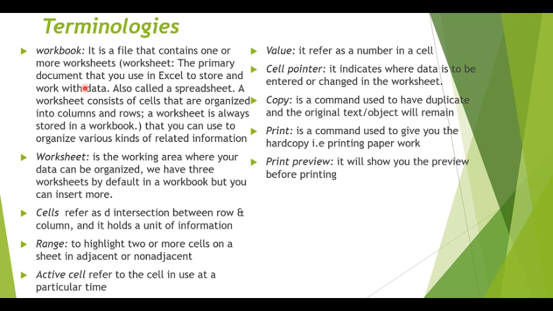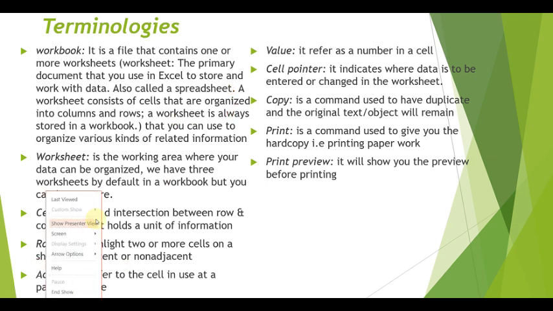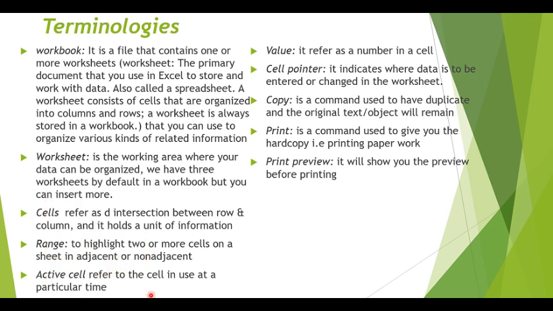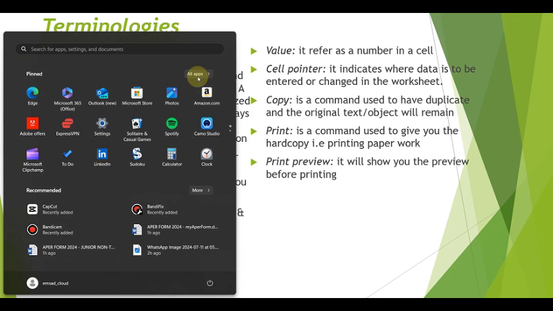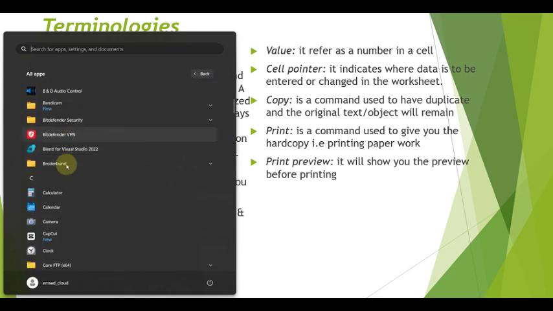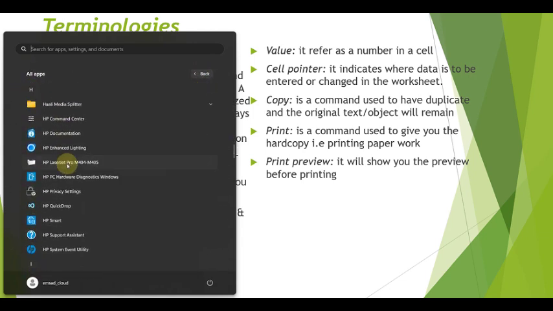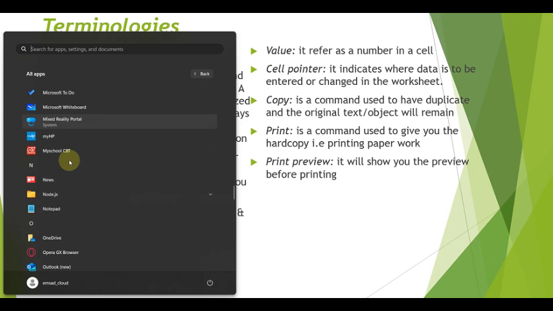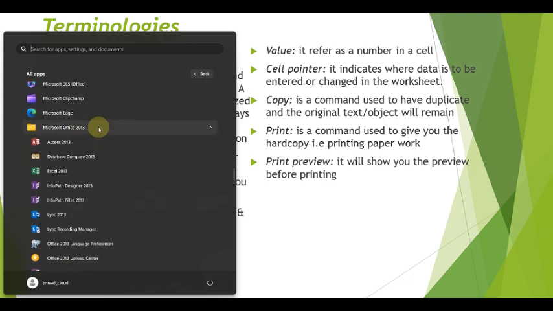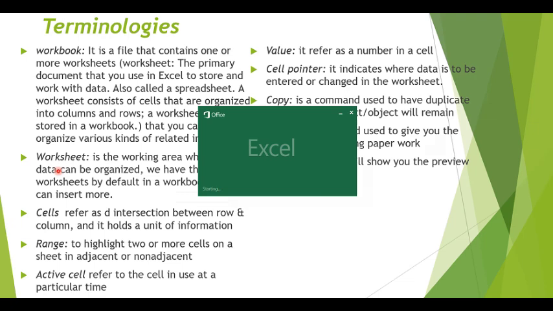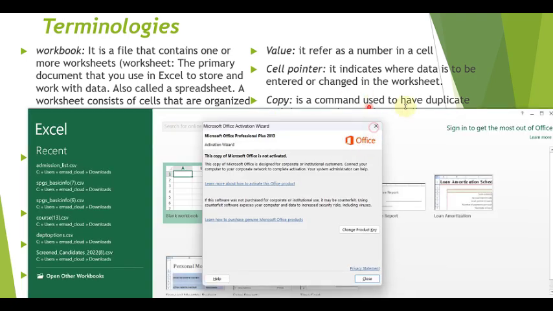Let me go ahead and show you the practical section of what we have done. To launch Microsoft Excel, go to your Start, go to All Apps. Once you go to All Apps, scroll down to where you installed your Microsoft Office. This is the Microsoft Office 2013 I'm using. You see, this is it. This is the launching. You click on it, then you wait while it loads up.